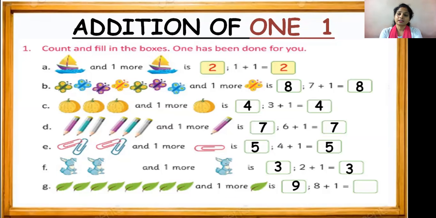And how will you write it in your notebooks with the help of numbers? That is 8 plus 1 equals 9. Understood? So adding 1 means that you are talking about the next number to whatever number you have right now. Got my point? So shall we move to the next topic?